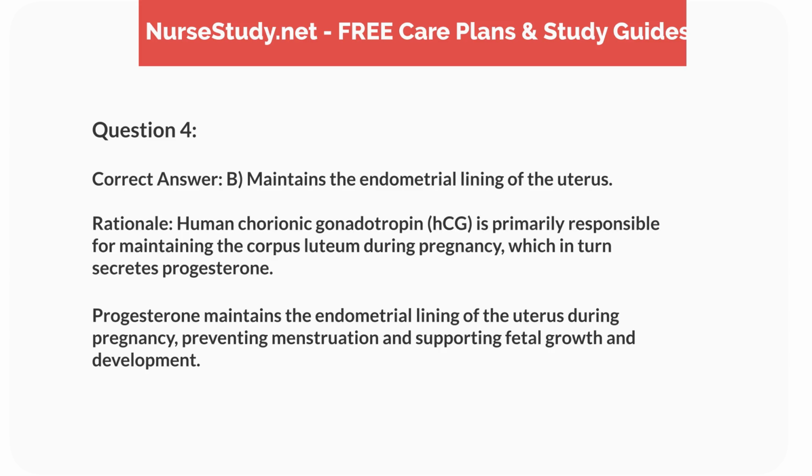Rationale: Human chorionic gonadotropin, HCG, is primarily responsible for maintaining the corpus luteum during pregnancy, which in turn secretes progesterone. Progesterone maintains the endometrial lining of the uterus during pregnancy, preventing menstruation and supporting fetal growth and development.